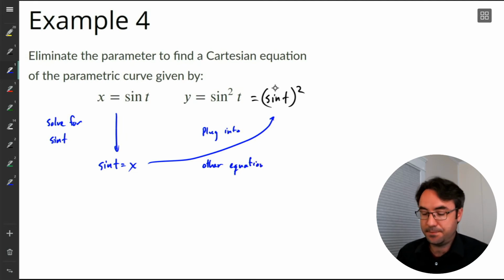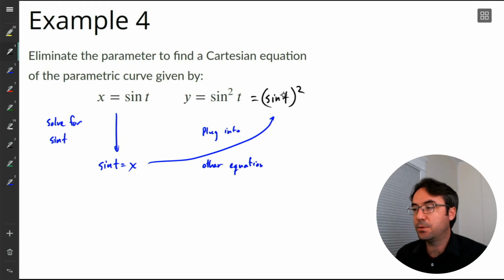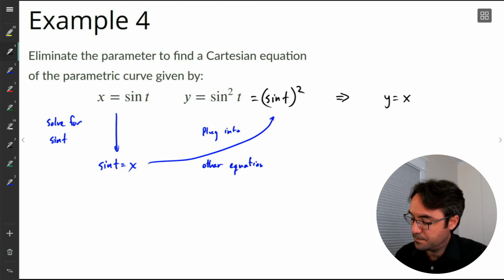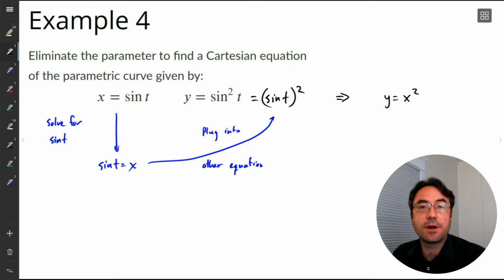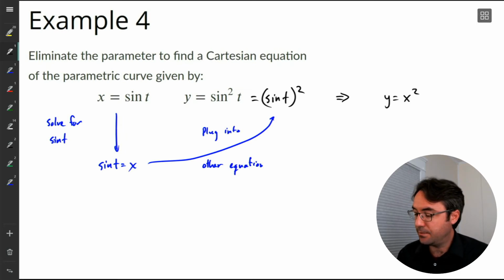And what do we get when we do that? Well, we're going to get y is equal to x squared. And there we go. We have our Cartesian equation. Now, there's a little bit of trickiness here in that, yes, y equals x squared is the Cartesian equation that describes this parametric curve, or the collection of points, but it's too many points. This is describing too many points.